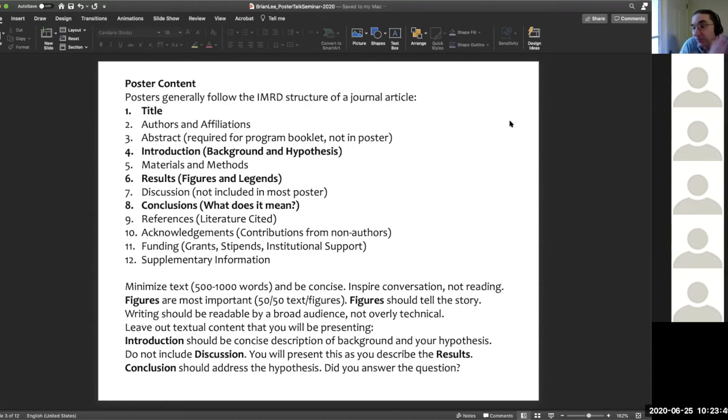How far have you gotten in answering the question? And then where you might go next. Once you've answered a question or part of a question, sometimes that brings up other things that you want to do, other experiments that you want to do. So you can present that as part of the conclusion. People like to see where you're going next.